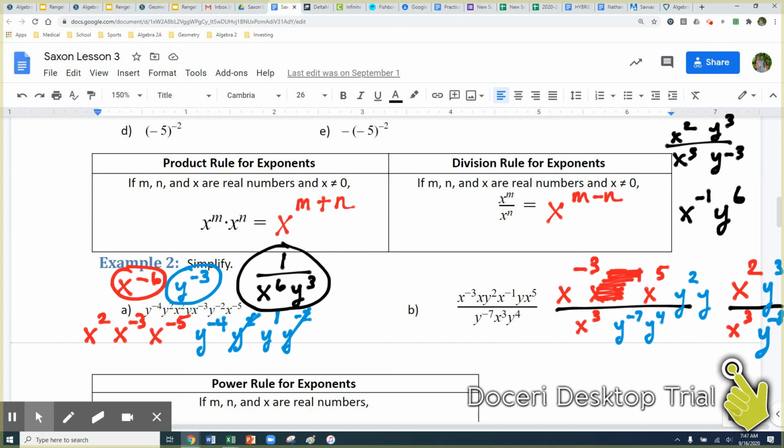And we're not quite done yet. What is that x to the minus 1 going to have to do? It's going to have to go down into the denominator. So to save some space here, I'm just going to rewrite that as x to the 1. It's the reciprocal down in the denominator. So y to the 6 over x to the first would be my final result.